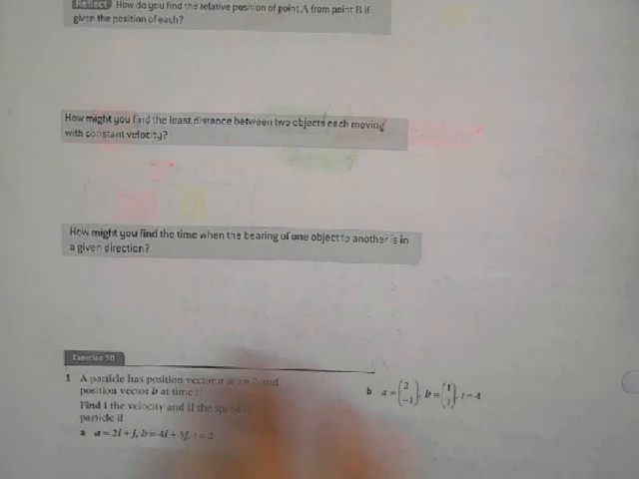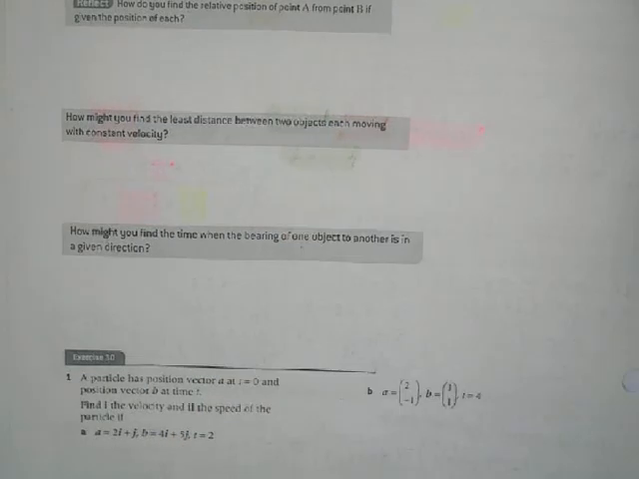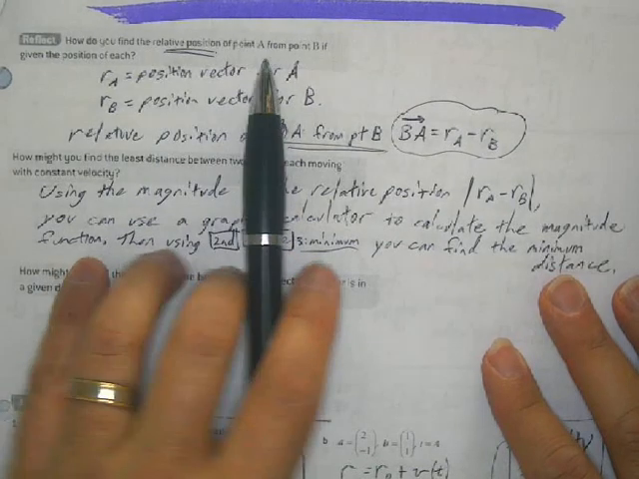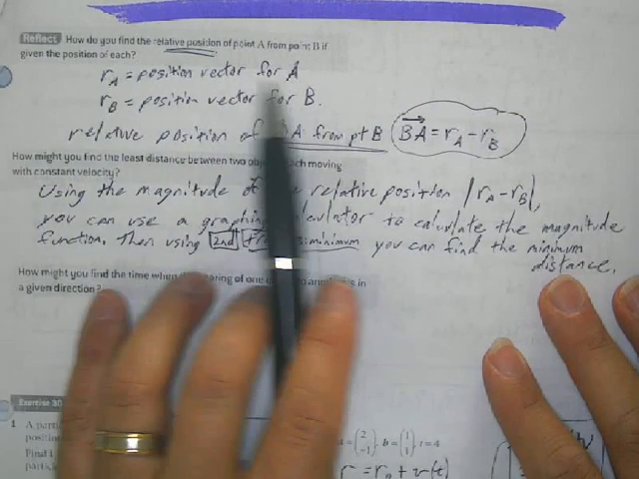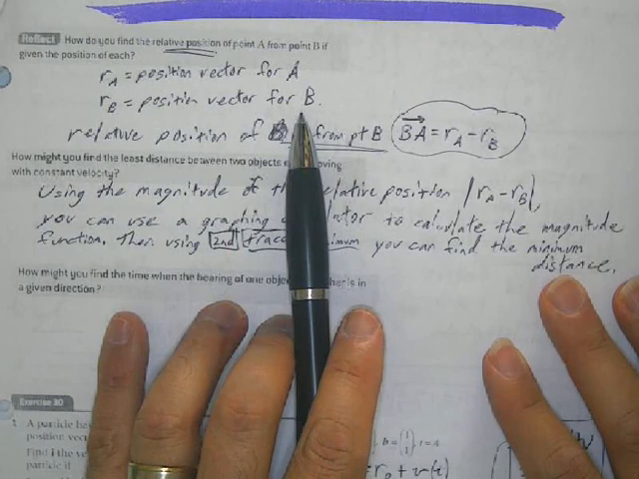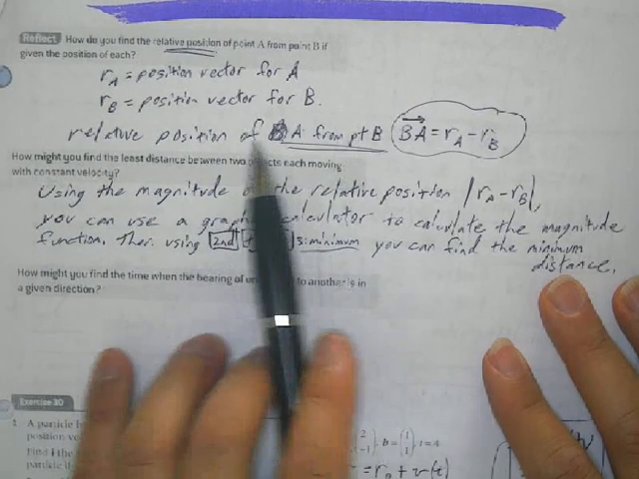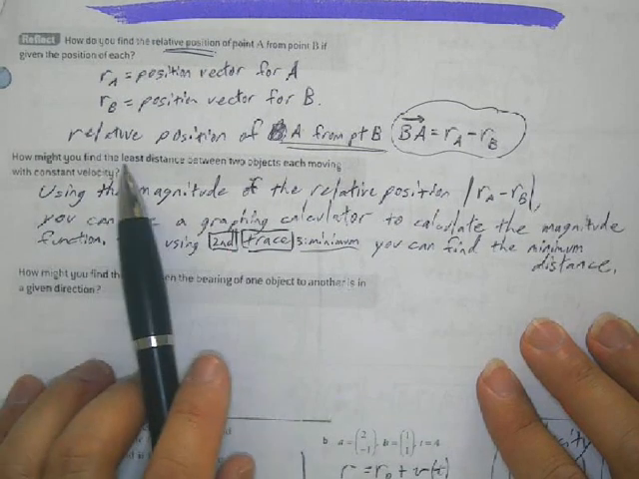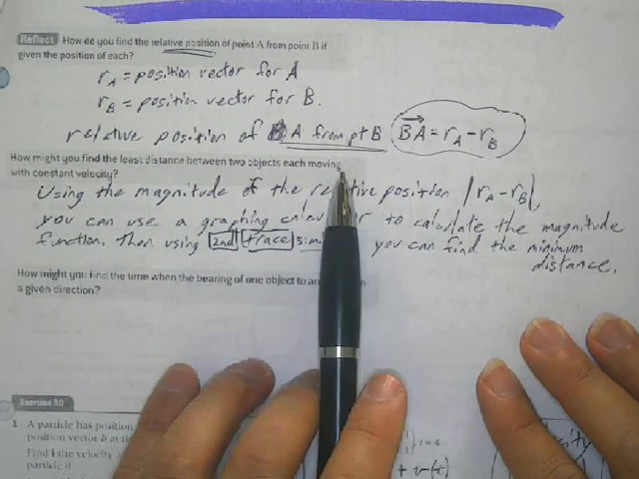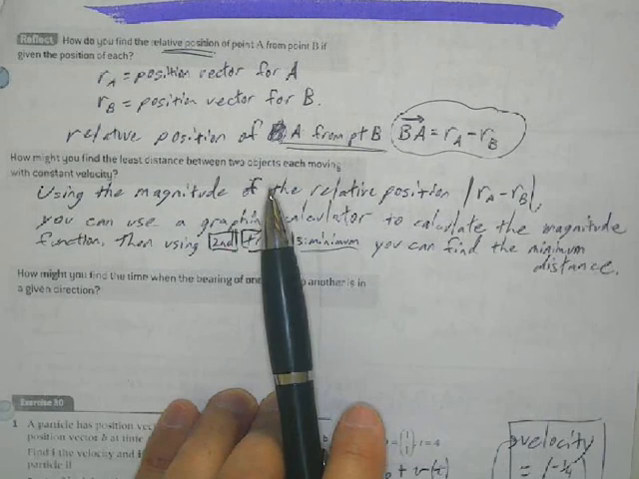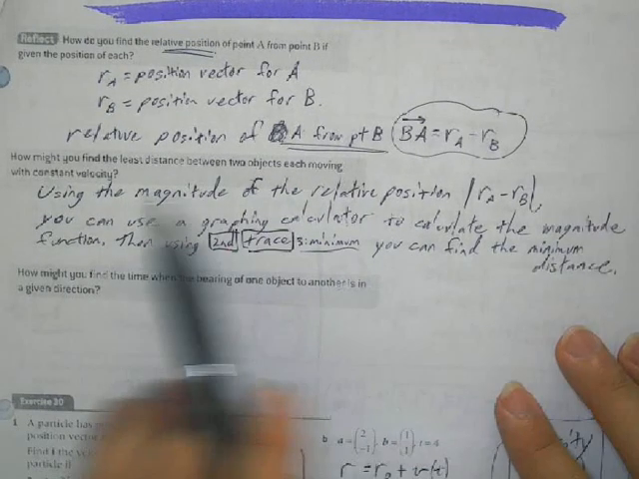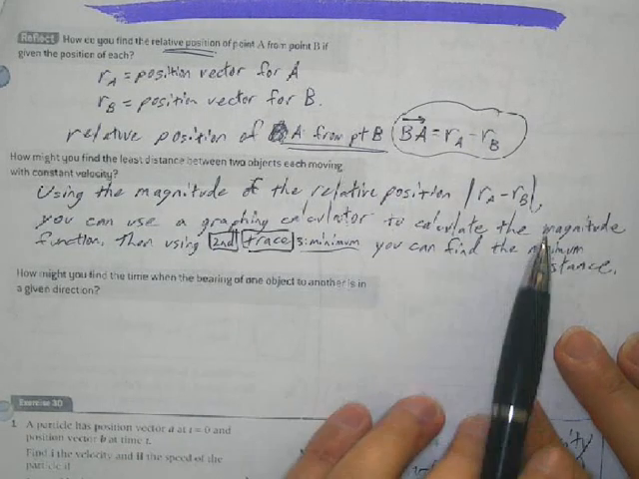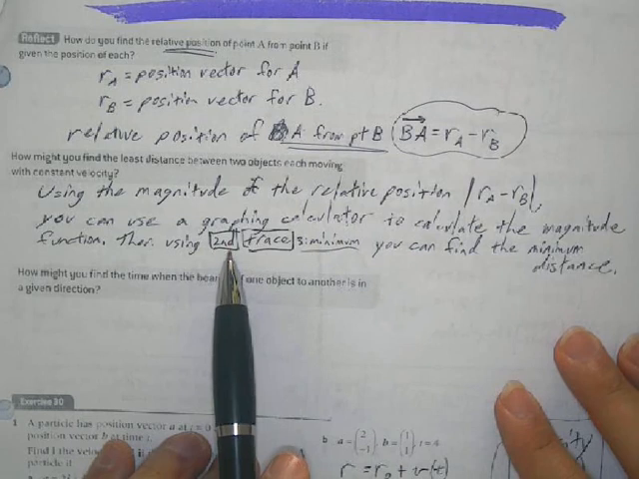What could we say about this? How do we find the relative position of A from point B? We've got the two relative position vectors, and the relative position is when we subtract them. How might we find the least distance between the two objects? We find the magnitude of our relative position, and then we can use our graphing calculator to calculate the magnitude of the function.